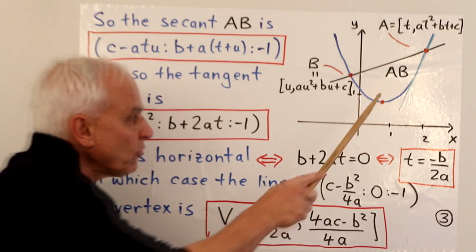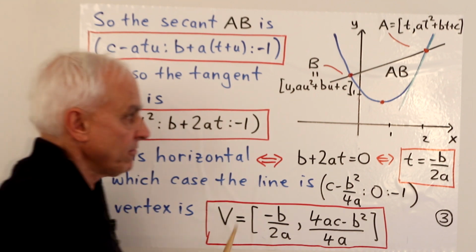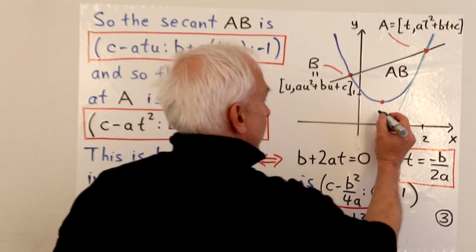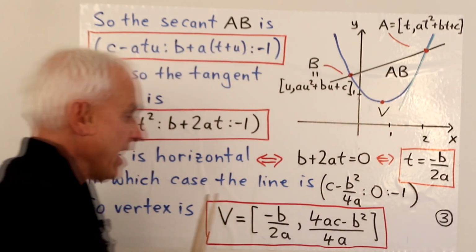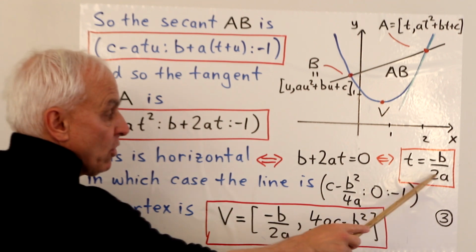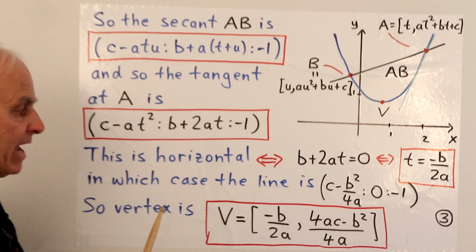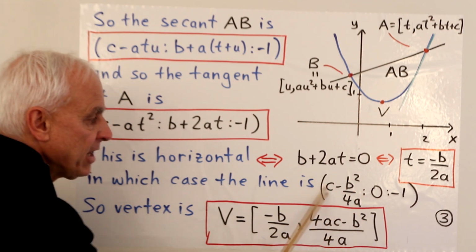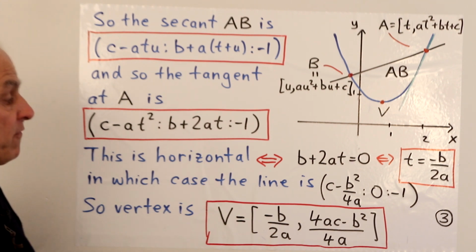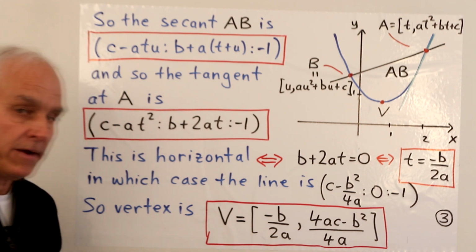And so the actual vertex here, say v, where we have a max or min, has x coordinate minus b over 2a, because that's the value of t. And now the y value is this thing here, which we can simplify by bringing it over a common denominator, 4a. We get 4ac minus b squared over 4a.